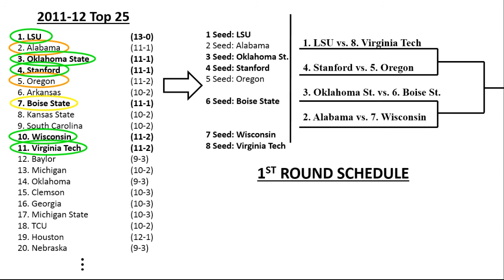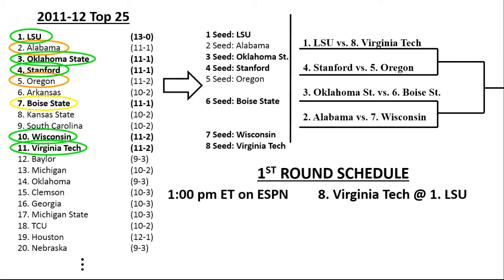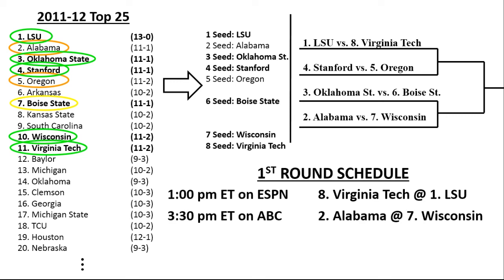The first game, 1 versus 8 at 1 o'clock on ESPN. LSU won the SEC, so they do host Virginia Tech. The second game, 3:30 on ABC, 2 versus 7. Now Alabama did not win the SEC, so even though they are the higher seed, Wisconsin, the Big Ten champs, get to host that game.